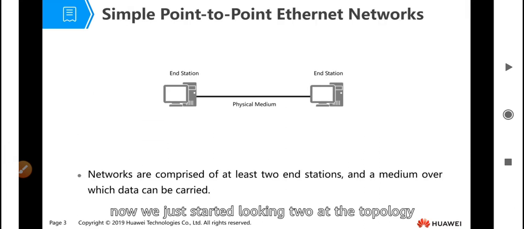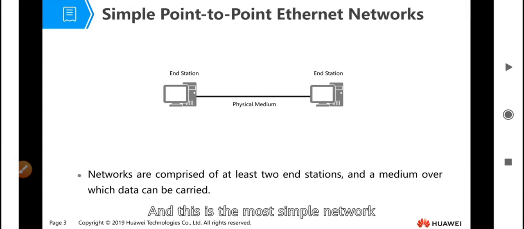Now let's look into the topology. This is the most simple network, containing only 2 devices and 1 line connecting these 2 devices together. The line in this picture is the network media. In nowadays enterprise networks, there are different types of network media, such as twisted pair cables, coaxial cables, optical fibers, and in our WLAN, we use radio waves.